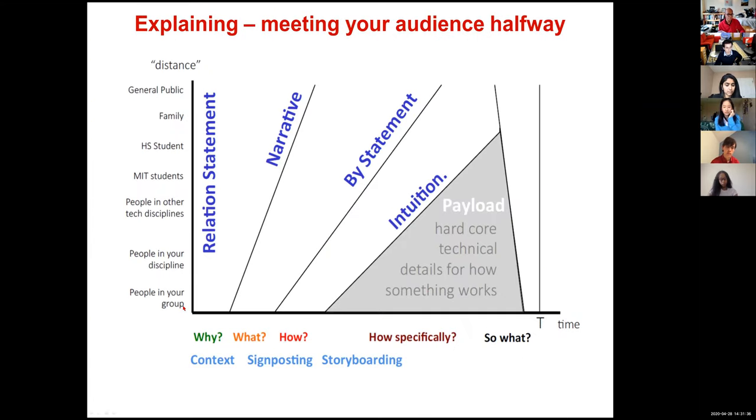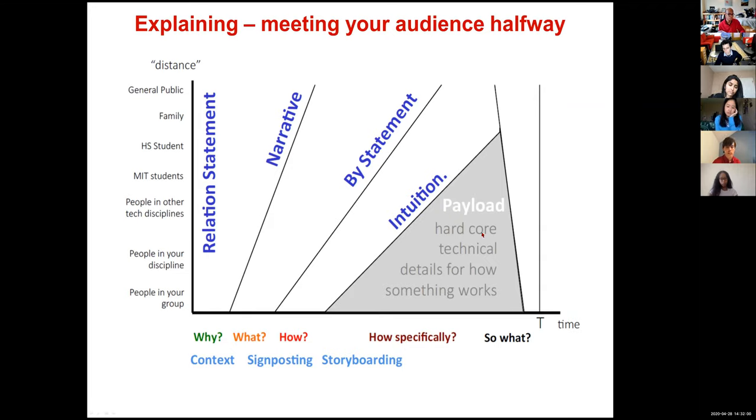At the beginning of your talk, most people should be able to understand it. The general public should be able to understand everything. Your family should be able to understand anything. High school students should be able to understand everything. And then as you move up to MIT students, people in other technical disciplines, people in your discipline, and the people in your group, that's when most of the payload starts happening, okay?